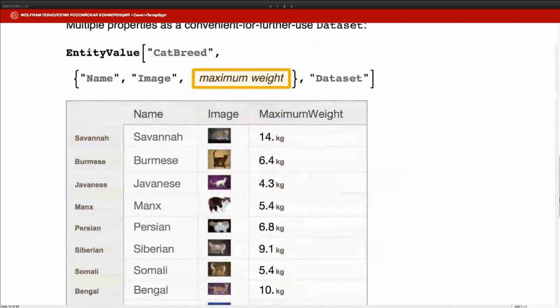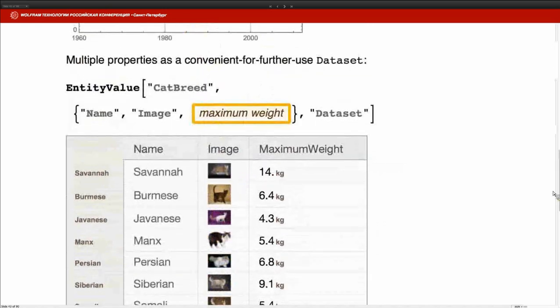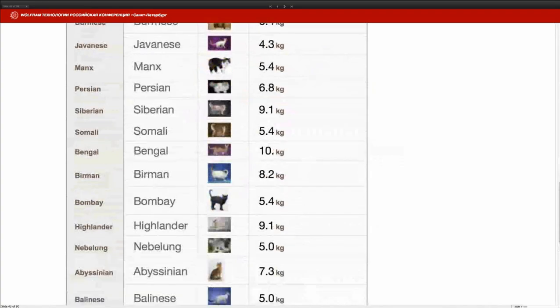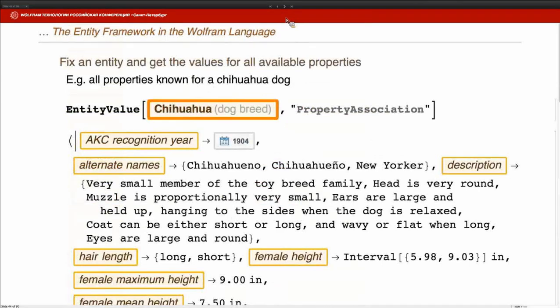You can, of course, get things back in our already earlier mentioned dataset, which looks very nice and is convenient for a quick look. Like for all cats, what's the maximum weight of all cats? And you get this relatively nice table that's not even complete because we have so many cats.